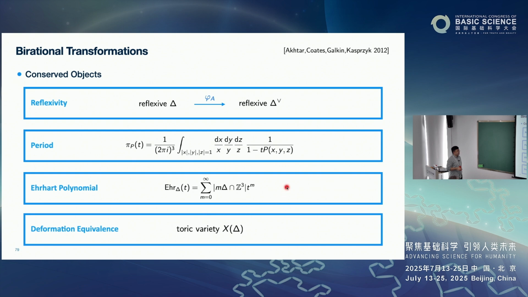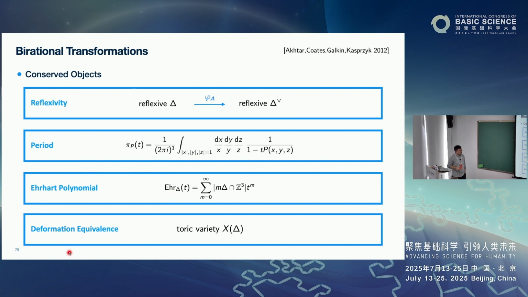Then there's something called an Ehrhart polynomial that you can associate to a lattice polytope. The Ehrhart polynomial is basically a generating function counting the number of lattice points in my polytope when I'm enlarging this polytope by a lattice grading of m.